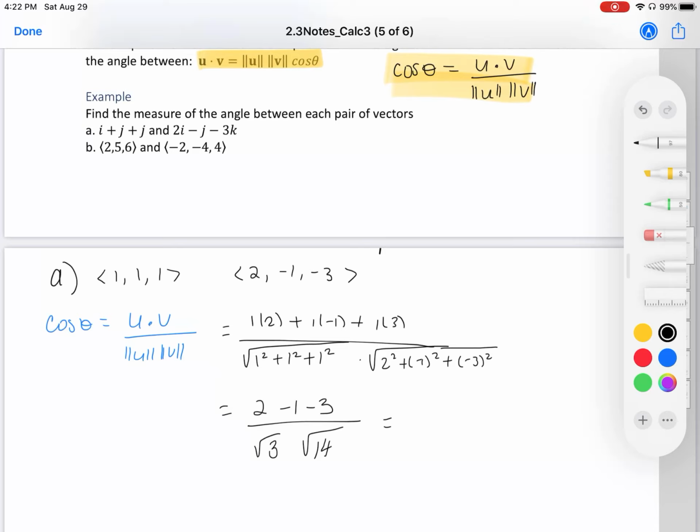All right. So in return, that gives us 2 minus 1 is 1, minus 3 is -2, divided by the square root of 14 times 3, 42.